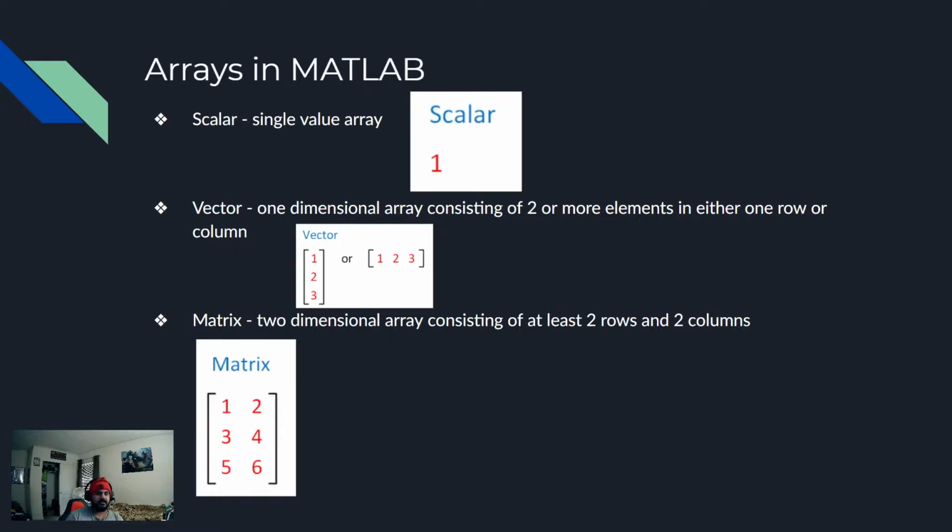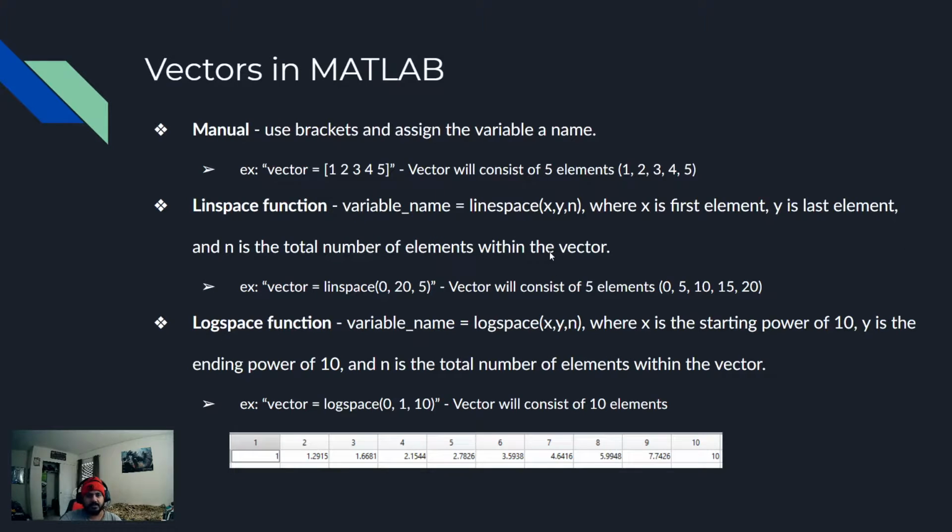So a vector is a one-dimensional array consisting of two or more elements. It can either be a row or a column. And a matrix is a two-dimensional array consisting of at least two rows and at least two columns. This should be pretty familiar to everyone. Just wanted to cover it, but now that we know what vectors and matrices are, we can actually get into how to input them within MATLAB.